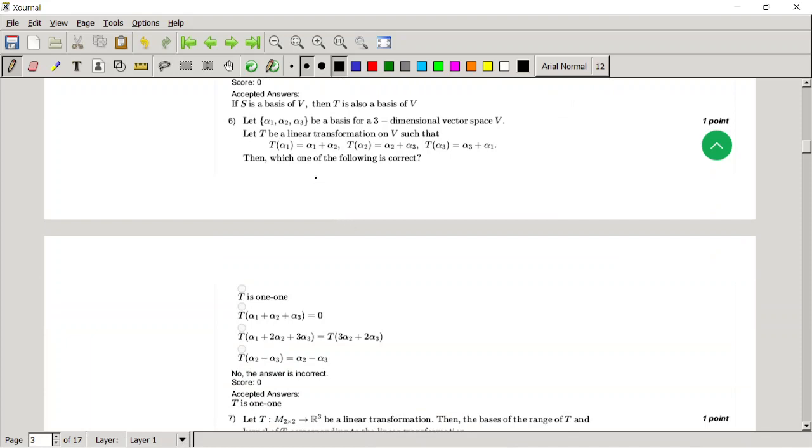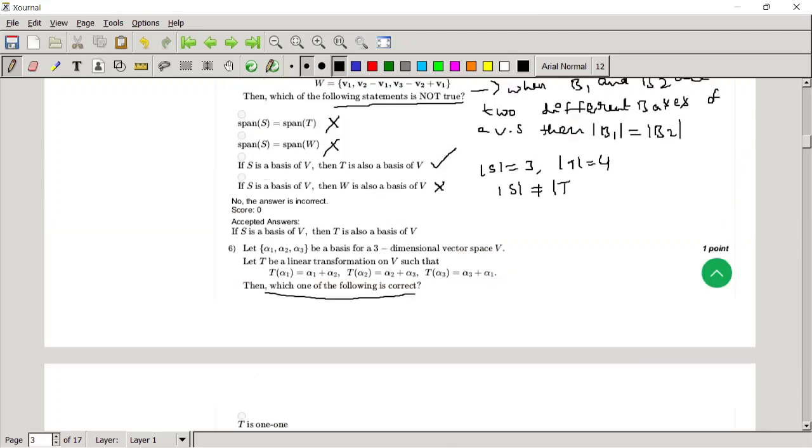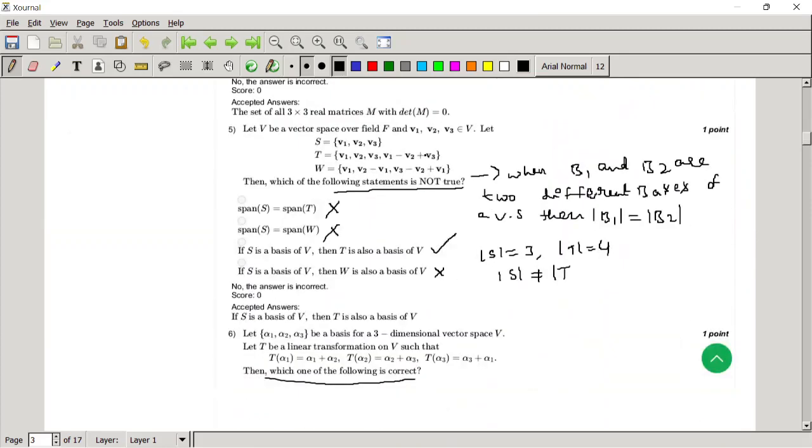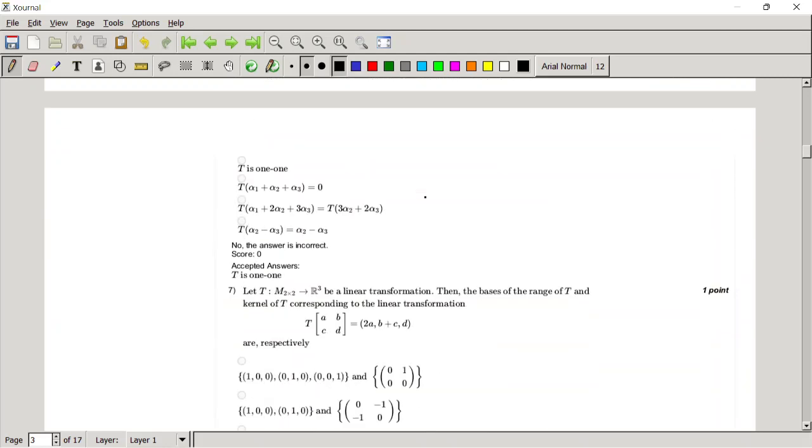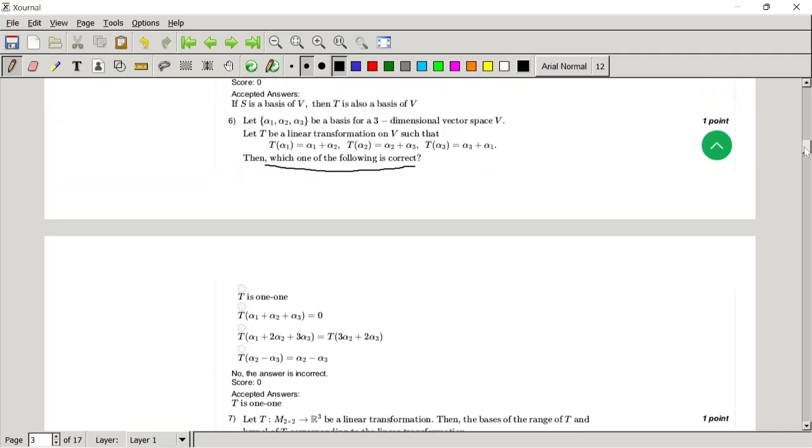The sixth problem here is: given a basis alpha 1, alpha 2, alpha 3 of a vector space V, a linear transformation T is defined such that T of alpha 1 equals alpha 1 plus alpha 2, T of alpha 2 equals alpha 2 plus alpha 3, T of alpha 3 equals alpha 3 plus alpha 1. It is asked which of the following is correct. Here it asks for the correct statement, but in the above two problems it asked for the incorrect statement. So let's check which option is the correct option. Let me write the problem clearly.